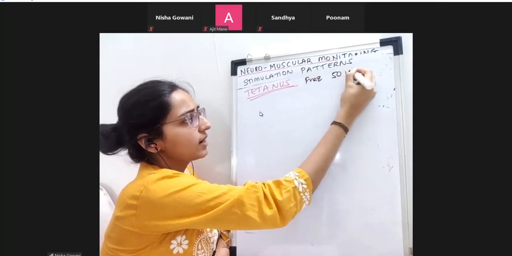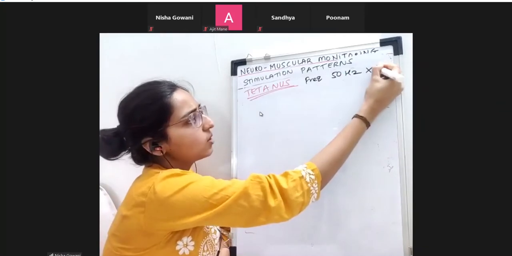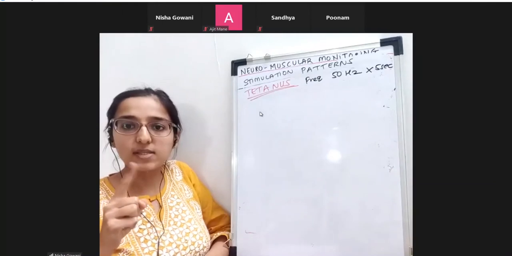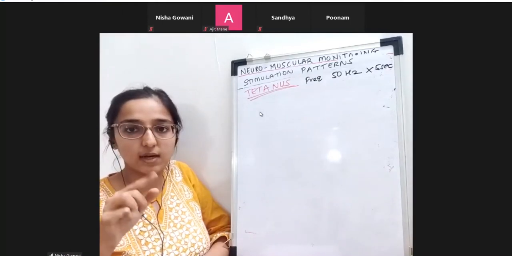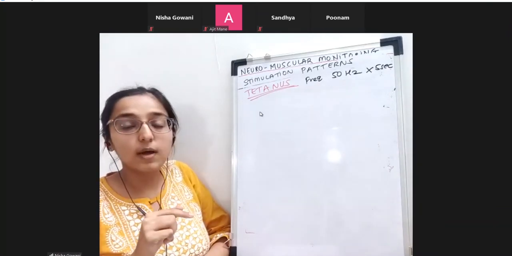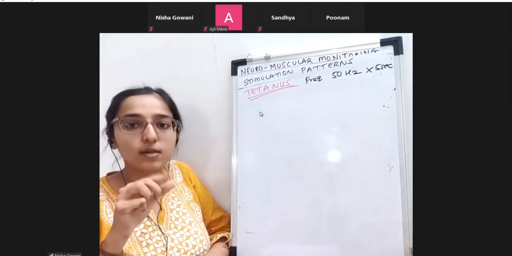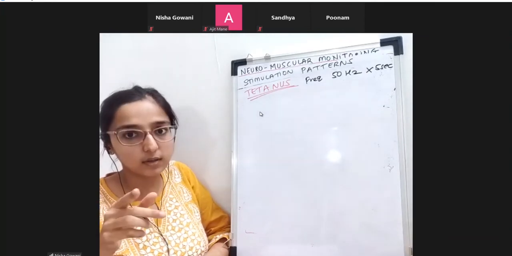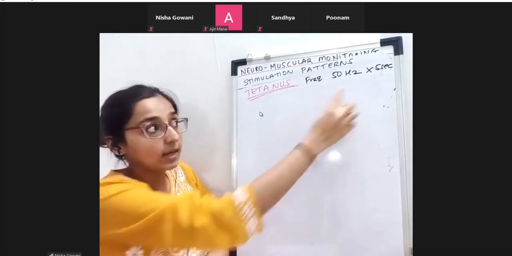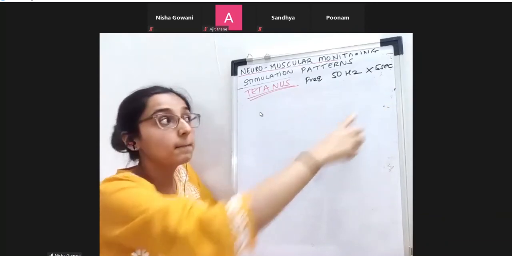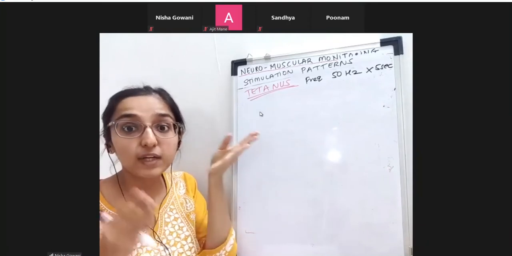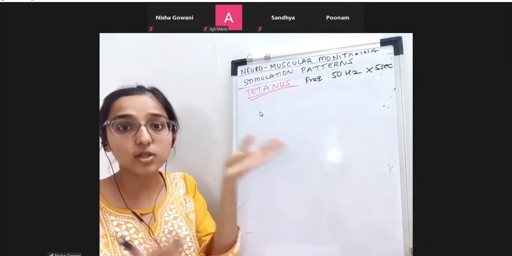Current is going at a very fast rate, and for a very long time: 5 seconds. Till now, we saw single twitch going for 1 second, one twitch every 1 second or every 10 seconds. In TOF, we saw 4 stimuli going in 2 seconds: 1, 2, 3, 4. Correct? Here, 50 stimuli are going per second for 5 seconds. That means for 5 seconds, how many times is current going to go? 250 times. So much current over 5 seconds.